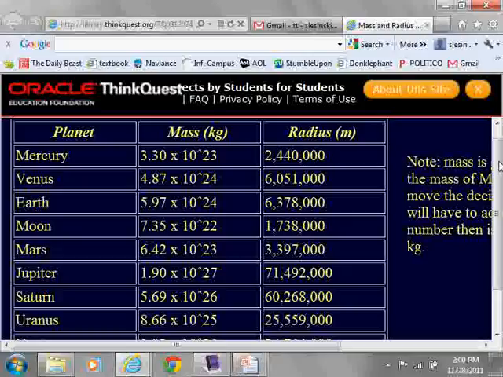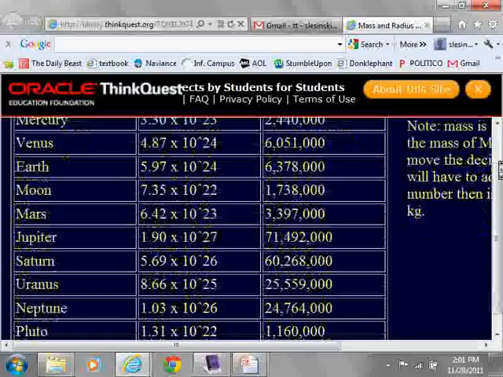The moon is... You want to find the acceleration due to gravity on the surface of the moon? Pick the moon. Wouldn't it be 9.81? No. Why is that?